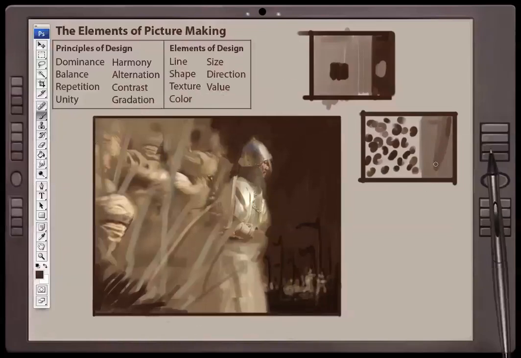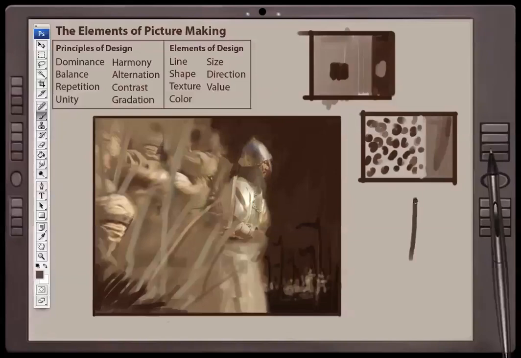Now I have to judge. Is this quiet area large enough to balance all of this visual weight on the left side? Or do I need to make that quiet area even larger, or maybe smaller? This is where proportion comes in. The areas need to be proportioned correctly in order for balance to be able to be achieved.